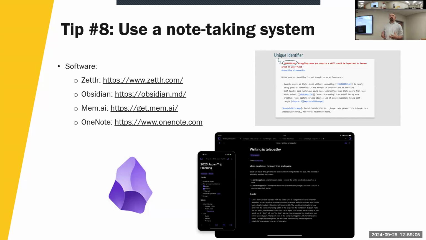If you're writing in Overleaf or you're producing LaTeX documents as your form of writing, it works really well for that environment as well. So take a look at some of these links if you're interested in finding a note-taking system.